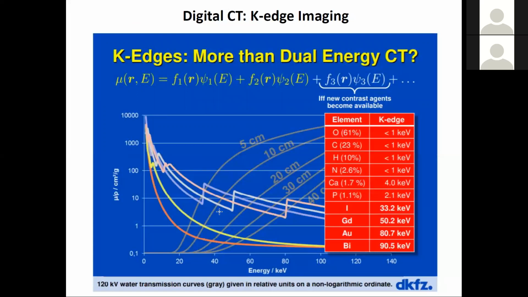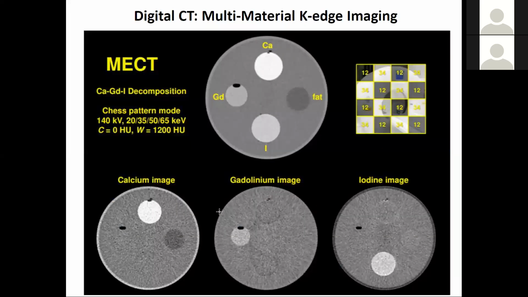So K-edges, we talked a little bit about that, how you can do the K-edge imaging. Multi-material K-edge imaging, again, if you have the multiple energy, you can separate out multiple contrast agents, which would be nice. And calcium at the same time, so you can see your contrast ejection.